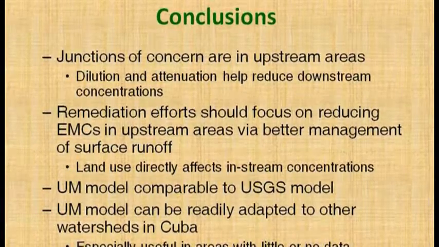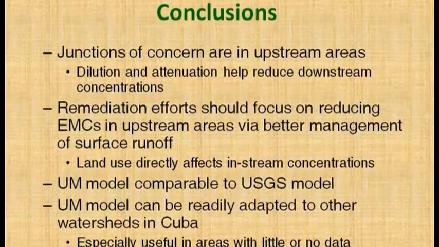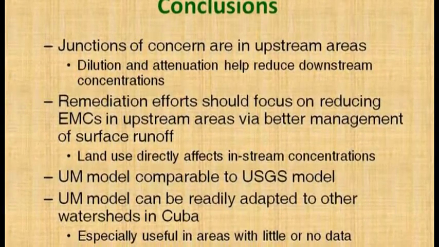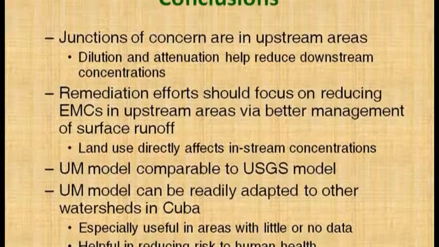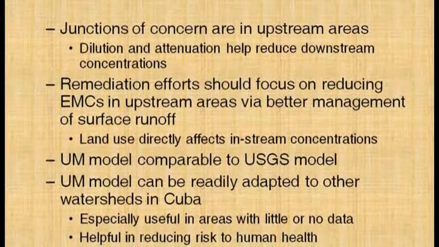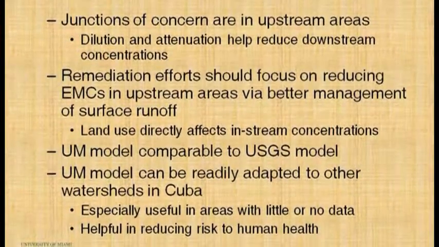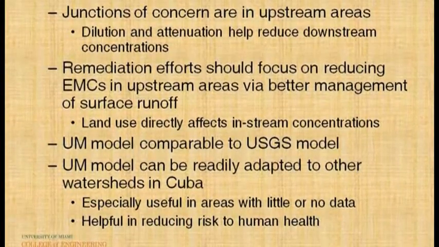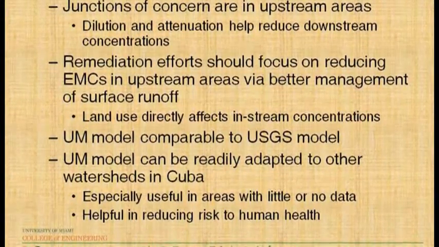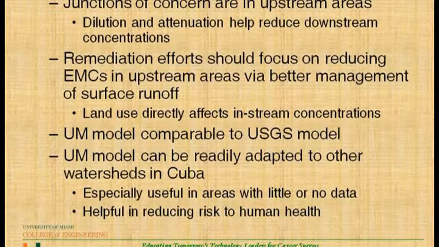And then some conclusions. The junctions of concern are in upstream areas. Dilution and attenuation help reduce downstream concentrations. Remediation efforts should focus on reducing EMCs in upstream areas. This is showing that the land use directly affects what the in-stream concentration is. The model is comparable to the USGS model, and our model can be readily adapted to other watersheds in Cuba.